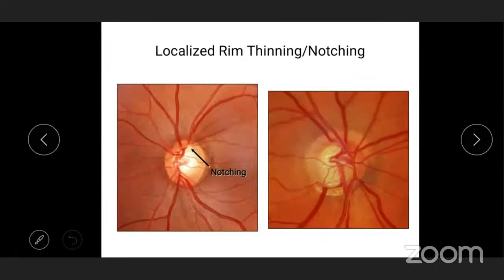The answer is the photograph on the right, this one. So it's actually the inferior part. To be very precise, it is the inferotemporal part in which you commonly see the thinning of the rim or notching of the rim, as we call it, as shown in this photograph. And if you remember what I showed you in the previous picture, normally the rim is thickest, it's widest in the inferior part. And in glaucoma, that usually widest part is becoming thin. And it's most commonly in that area.